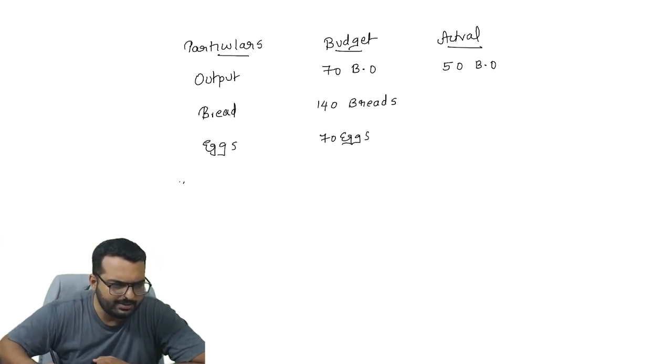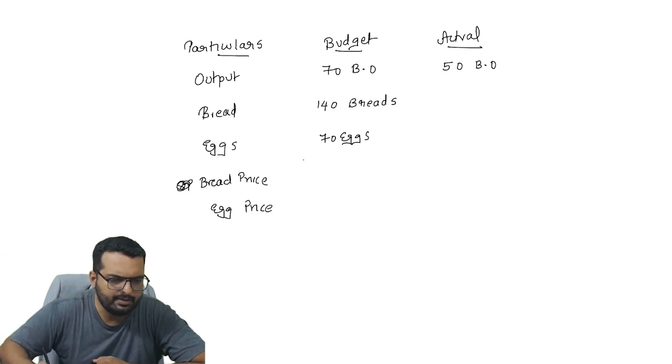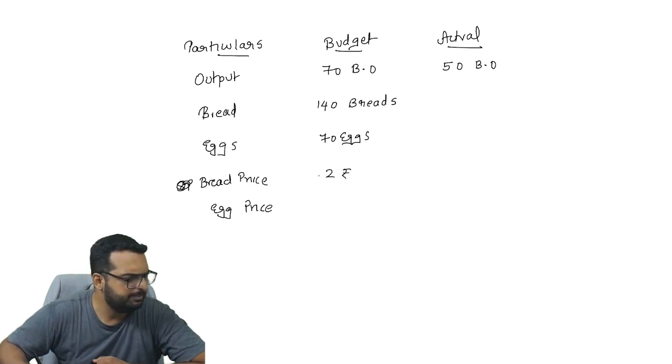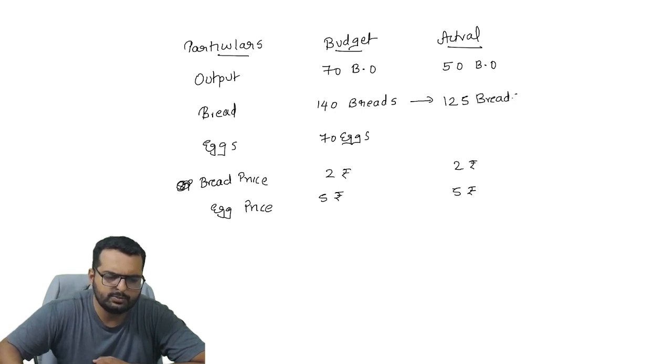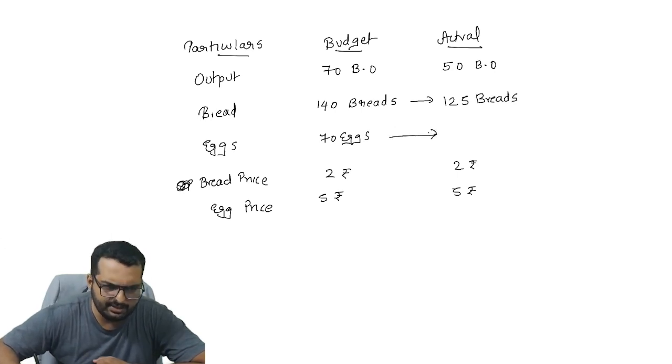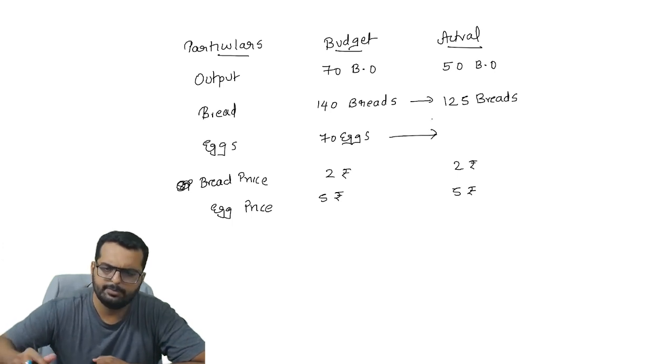Let us assume that the standard price of bread, and then I'll write down egg price. Price of one bread is 2 rupees. And what will be the price of one egg? 5 rupees, is it? All right. Okay, so I'll assume the actual price also doesn't change. Okay, but instead of 140 breads for 50, this fellow has consumed 125 breads and 2:1, right?